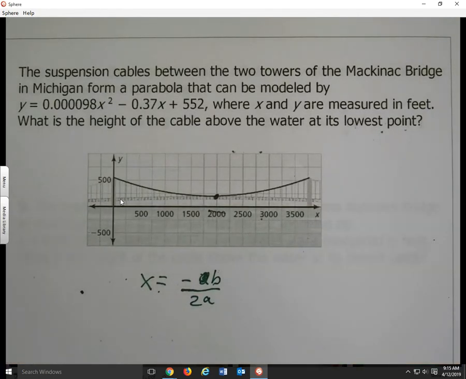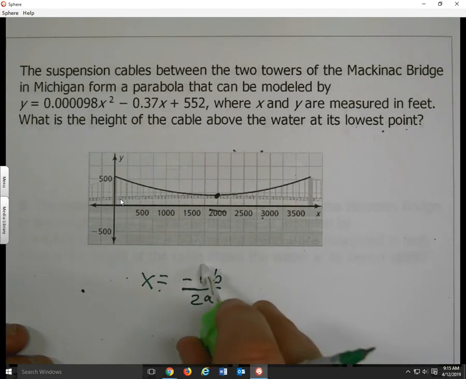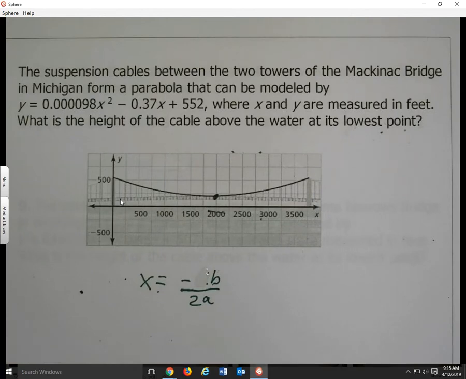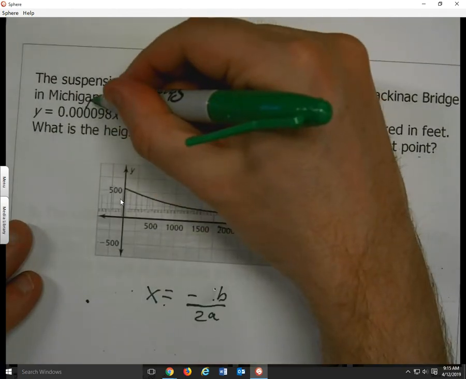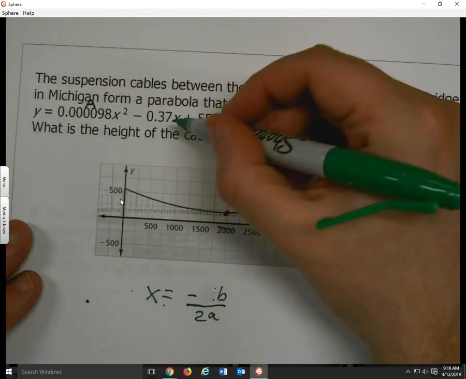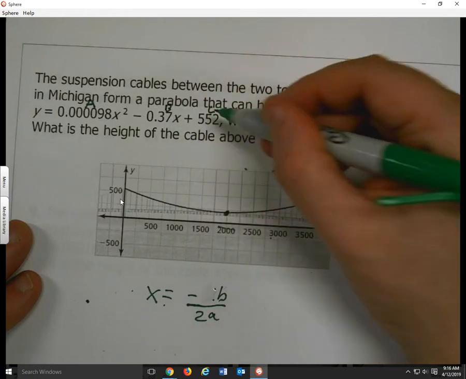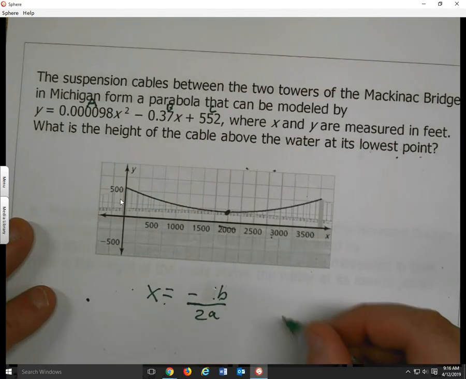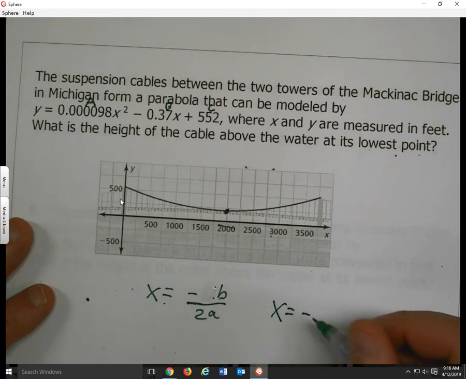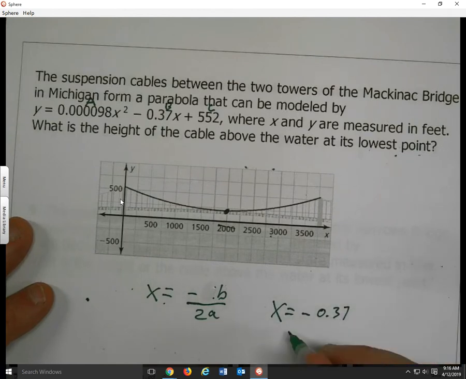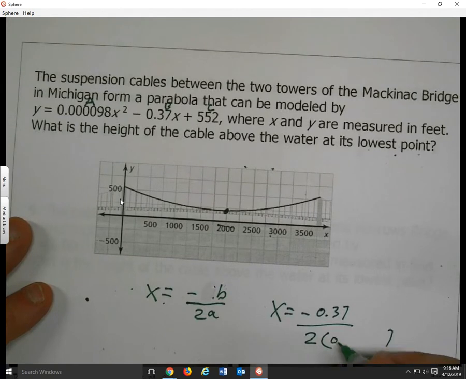Let's fix that real quick. And so what is the a, the b, and the c of this quadratic? Well, the a would be this first number, this first coefficient. The b would be the second, and the c would be the third. It's in descending order. So x equals negative b, negative 0.37, over 2 times the a, 0.000098.